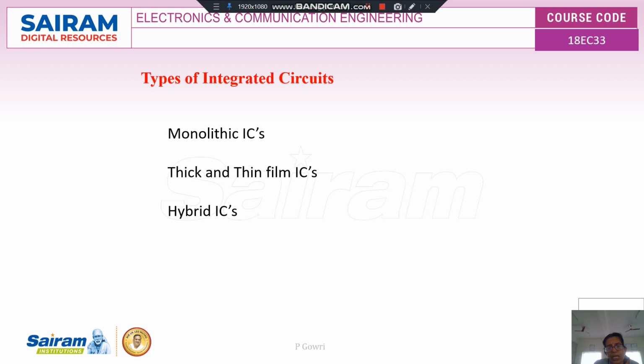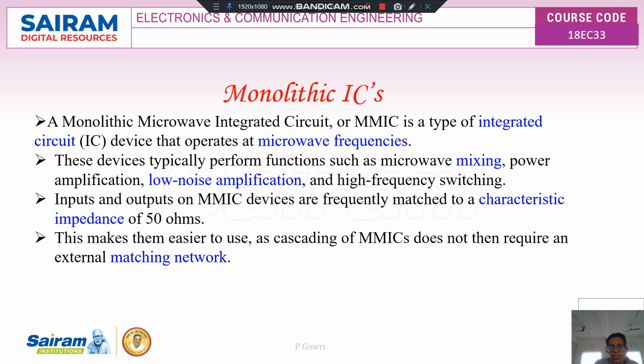So now coming to the types of integrated circuits. Integrated circuits can be classified as monolithic, thin and thick film ICs, and hybrid ICs. Monolithic ICs are where we have a complete circuit on one silicon wafer. Normally, an example is ICs that operate at microwave frequencies.